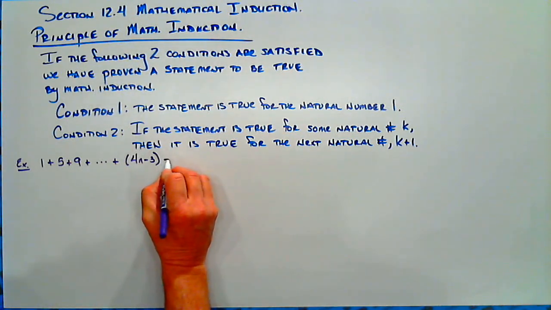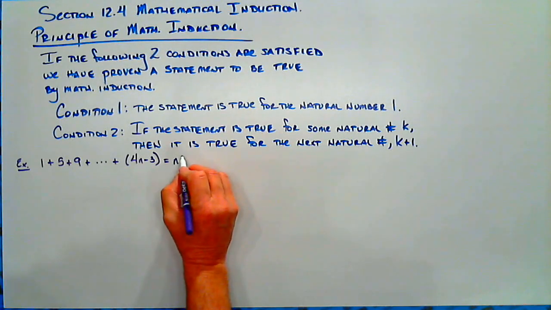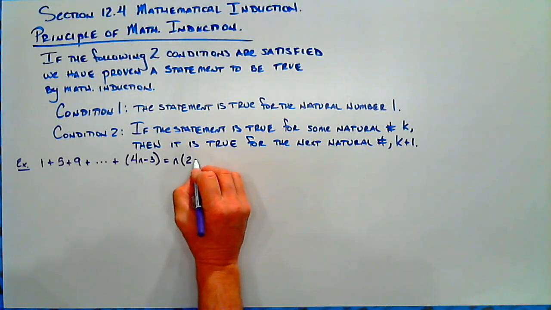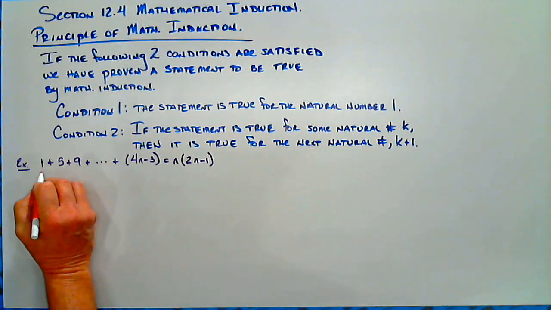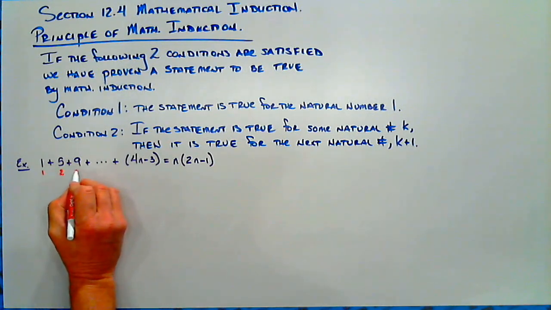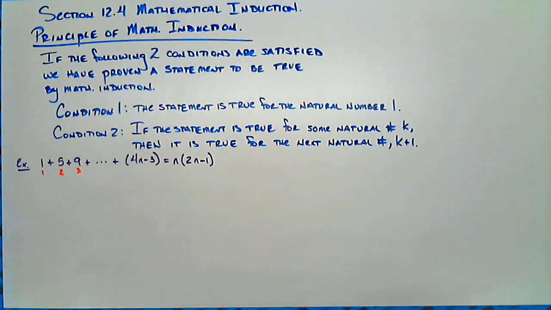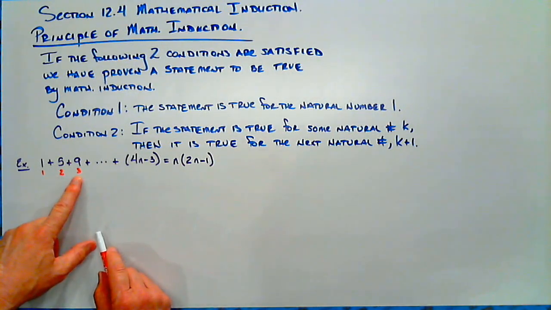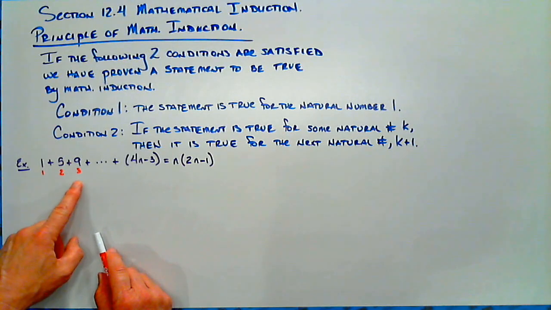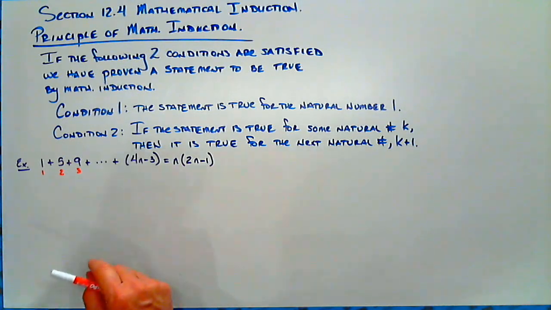We're supposed to show that this is equal to n times 2n minus 1. Now, what does that mean? And what is n? This is the first term, this is the second term, this is the third term. If we wanted to add together the first three terms, we would add 1, 2, and 3. So n would be 3 in this case.